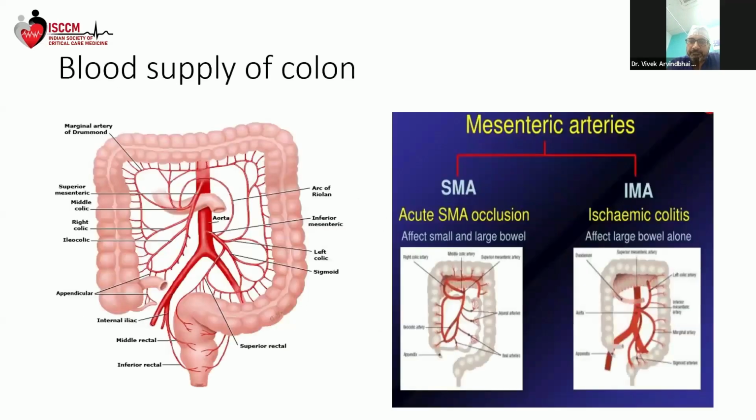So now this is the blood supply of the colon. As you can see, the mesenteric arteries are the superior mesenteric and inferior mesenteric artery. The SMA largely supplies the small and large bowel, and the IMA largely supplies the large bowel alone.